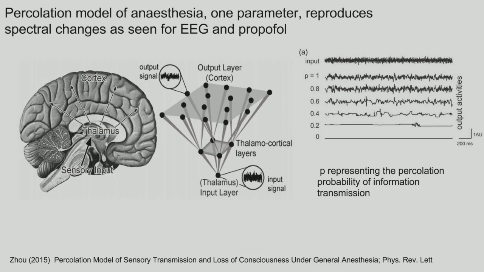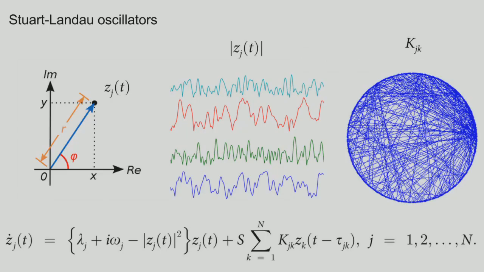then if you measure the output signal, you find very similar changes in the power spectrum as you do for EEG when propofol is given. So that's one interesting model we'll look closer at soon, because it's very simple. You just have one parameter changing and you get the power changes that you see in EEG when propofol is given.